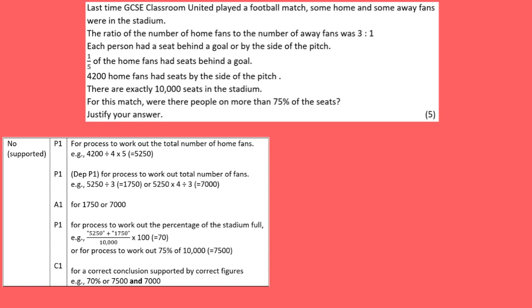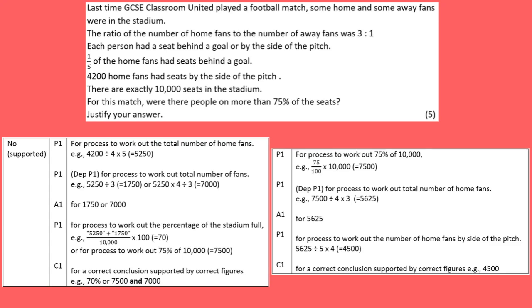Alternatively, we could take the 7,000 and compare it to 75%, so 7,500, to make the same conclusion. The second method starts with the 75% first. It works backwards to work out the number of home fans that should have seats by the side of the pitch in order to have the required capacity. So we're working out a number that we can compare with 4,200.